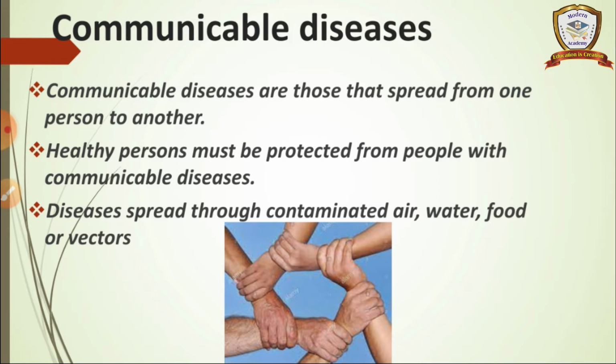How are these diseases spreading? They spread through contaminated air, water, food or vectors. Contaminated means dirty or spoiled. So it is through dirty air, water, food or vectors that the diseases spread. That is why we already said that personal hygiene and community hygiene are also important.